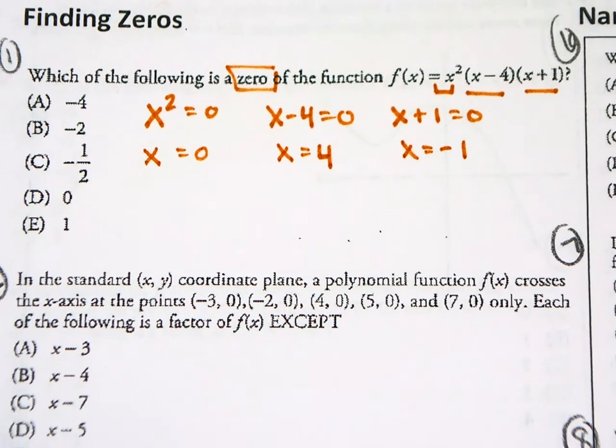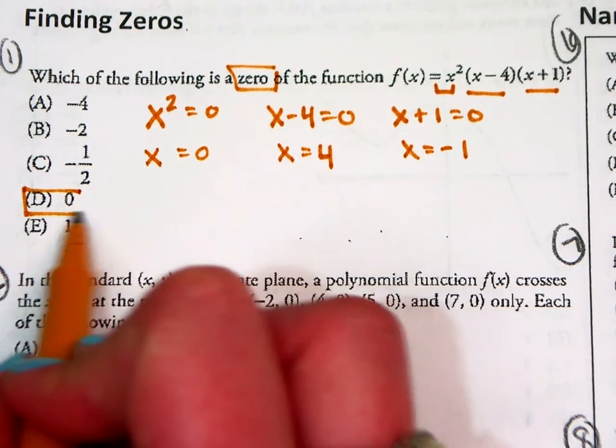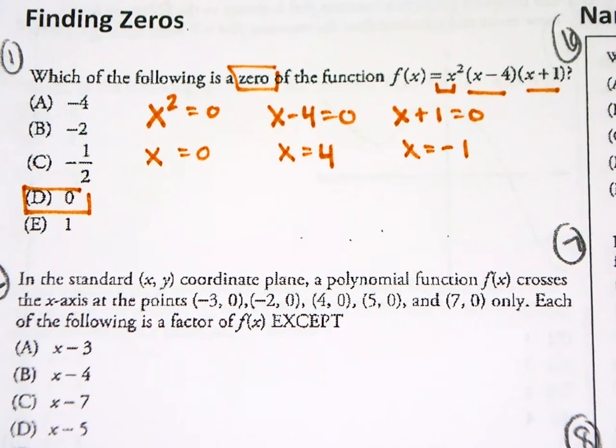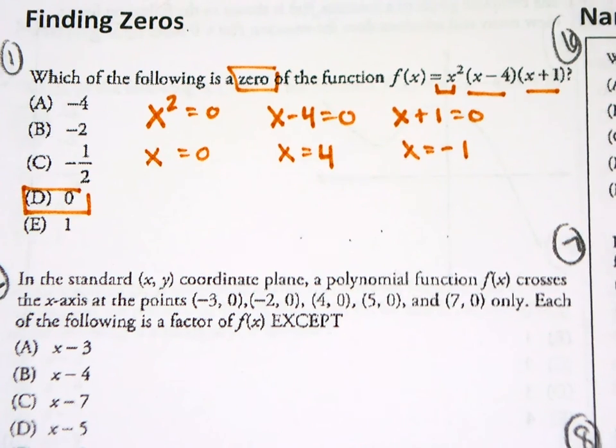And we're looking for which one of the following answer choices could be a 0, and the only one that pops up is option D. So remember, anytime you're trying to find a 0, you set the piece equal to 0.